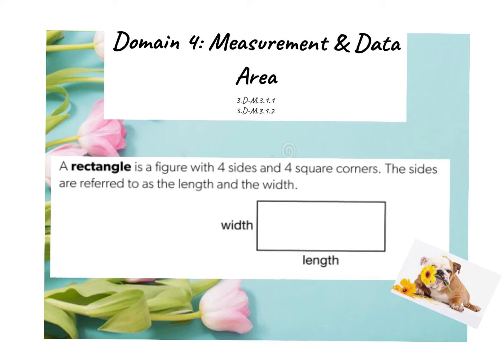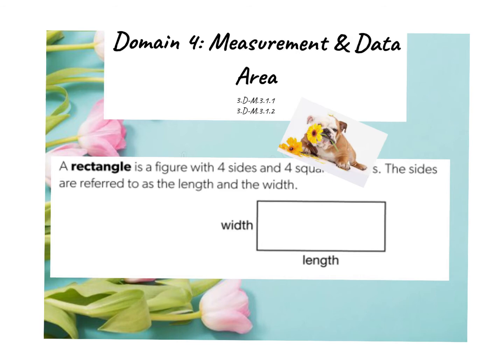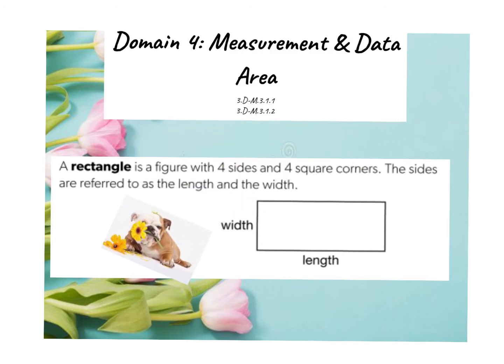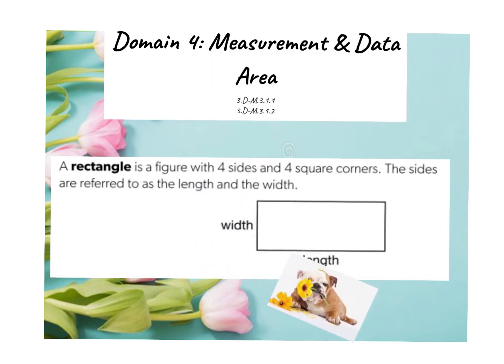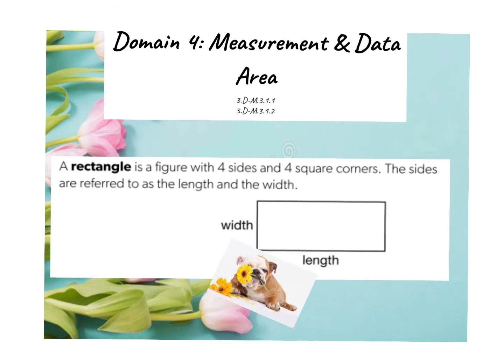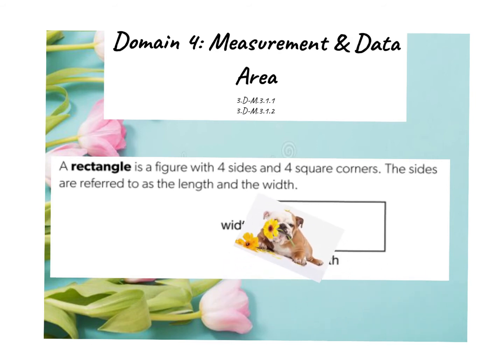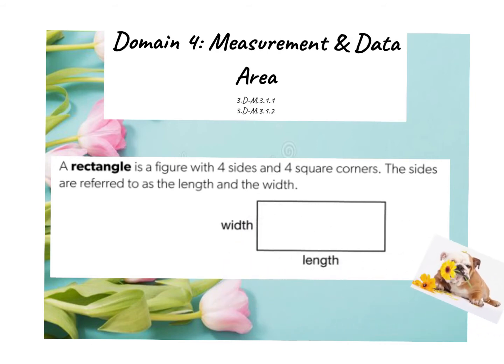Hey friends, today we're going to explore another little part about area. So remember, a rectangle is a figure with 4 sides and 4 corners. The sides are referred to as the length and the width. Whenever we are finding the area, one thing you can do is multiply the width times the length to get the area. And remember, area is the space inside the shape.